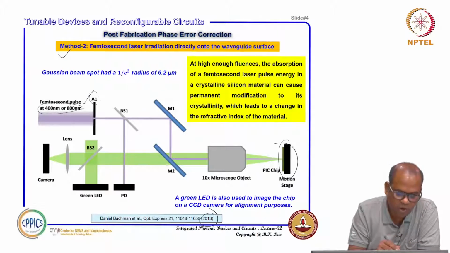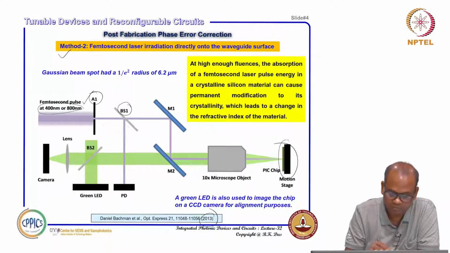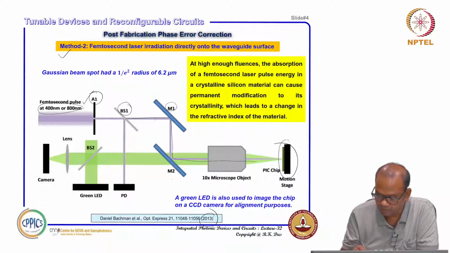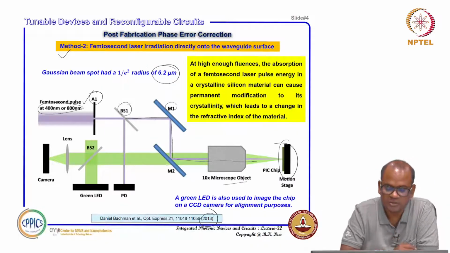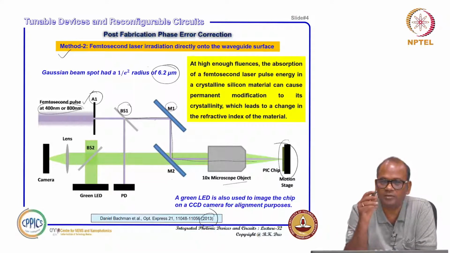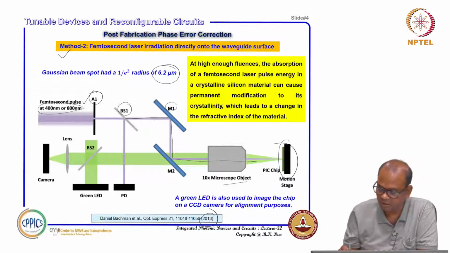You have an aperture, A1, where you can control the beam size, and then you have a beam splitter 1. Part, 50% or whatever, goes to mirror 1, reflects here, and again mirror 2 reflects towards your microscope objective, where this beam is tightly focused here, and that focused region is about 6.2 micrometer. So that is the particular spot size with which the femtosecond laser is falling here.